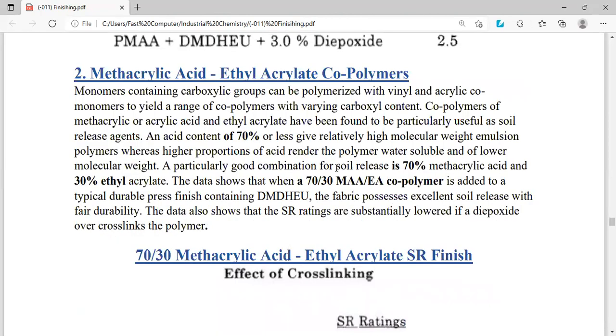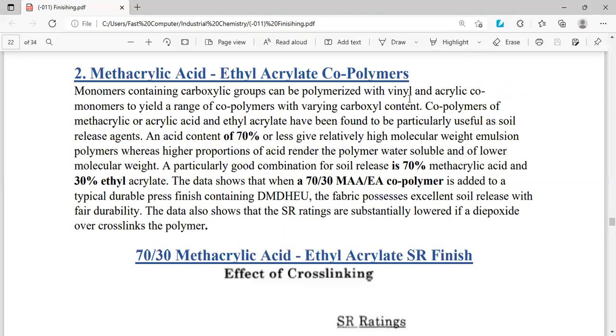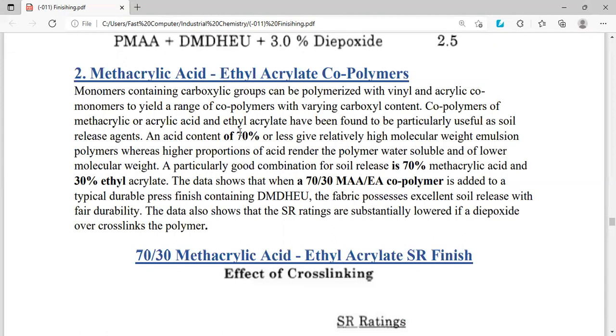Now we will discuss methacrylic acid, ethyl acrylate copolymers. Monomers containing carboxylic acid groups can be polymerized with vinyl or acrylic monomers to yield a range of copolymers varying in carboxyl content. Copolymers of methacrylic or acrylic acid and ethyl acrylate have been found to be particularly useful as soil release agents. An acid content of 70% or less gives a relatively high molecular weight emulsion polymer, whereas higher proportions of acid render the polymer water soluble and of lower molecular weight. A particularly good combination for soil release is 70% methacrylic acid and 30% ethyl acrylate.